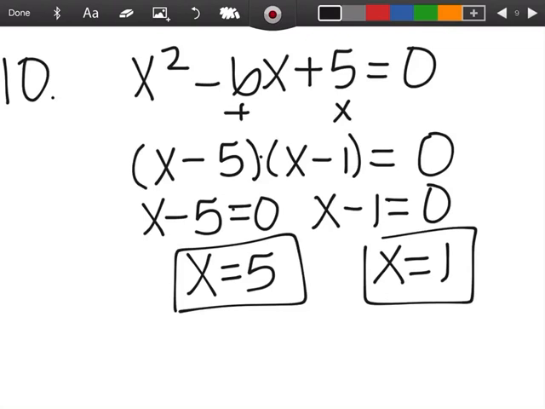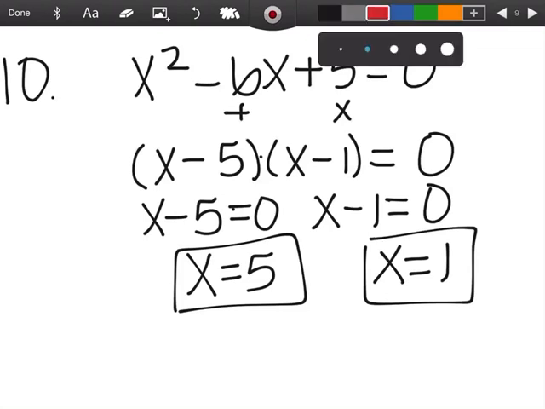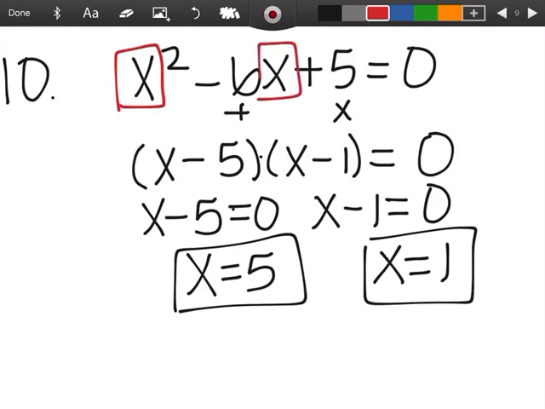I can't use square roots in the same way because not only do I have an x that's getting squared, but I also have another x here and they can't be combined. So I could have used the quadratic formula on number 10, but I don't have to.